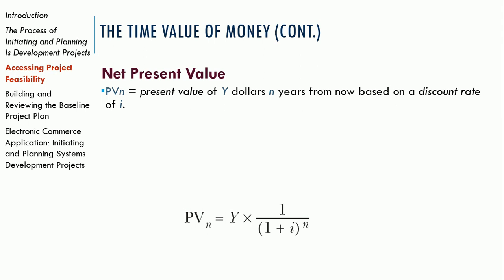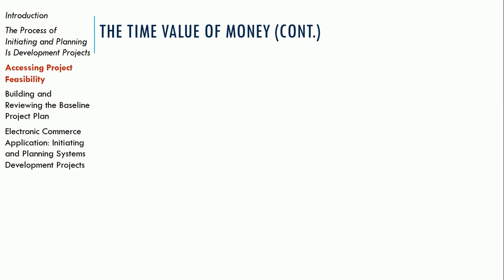Y is going to be dollars, N is going to be the number of years, and I is going to be our discount rate, usually as a percentage. So it would be something like 0.12 for a 12% discount rate, which seems to be pretty common these days. The NPV is the sum of PVs across all years, the net present value, and calculates the time value of money.